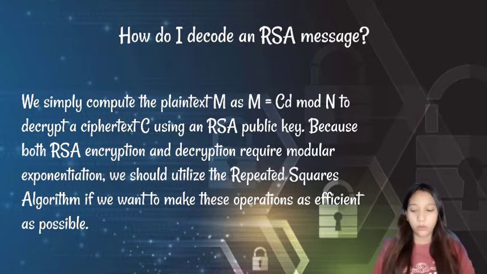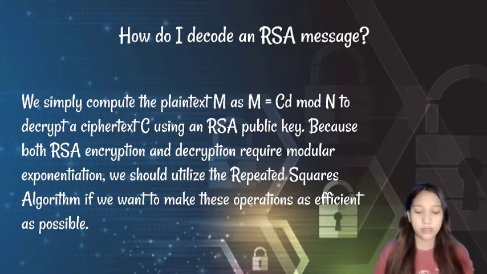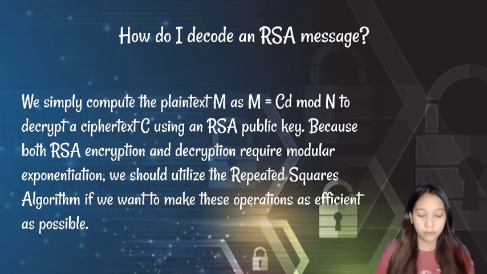How do I decrypt an RSA message? We simply compute the plain text M as M equals C^D mod N to decrypt a ciphertext C using an RSA private key. Because both RSA encryption and decryption require modular exponentiation, we should utilize the repeated squares algorithm if we want to make this operation as efficient as possible.